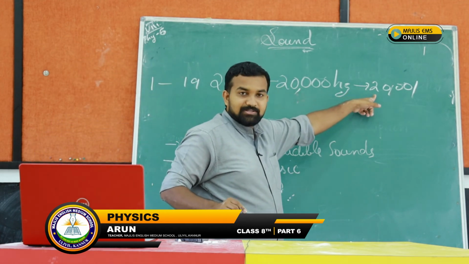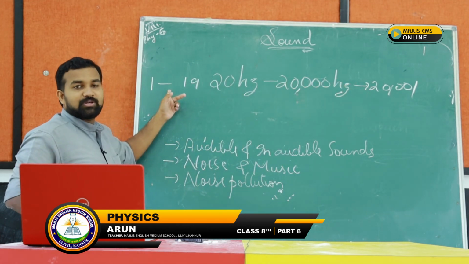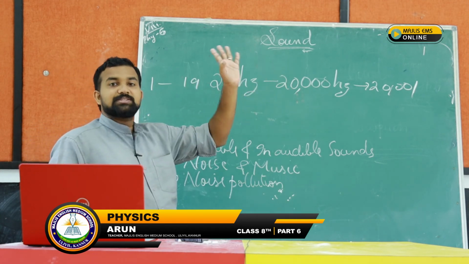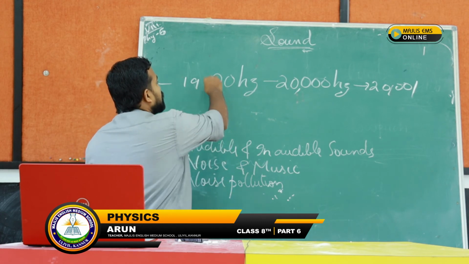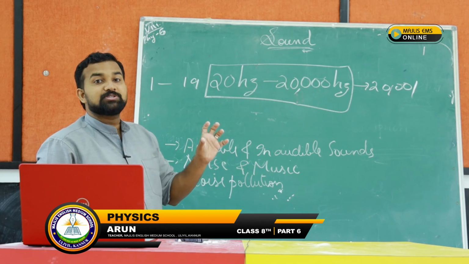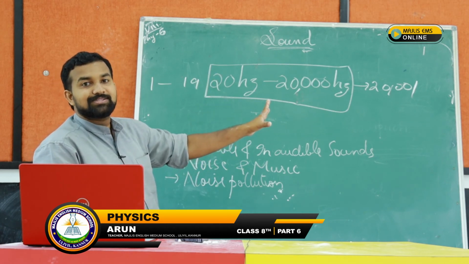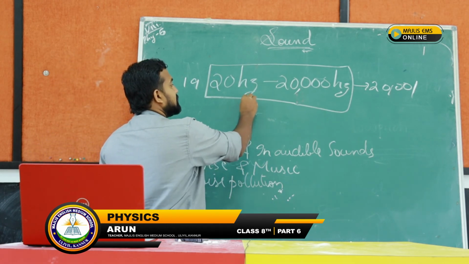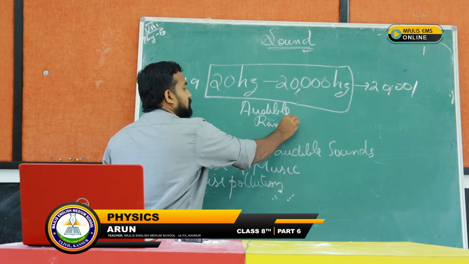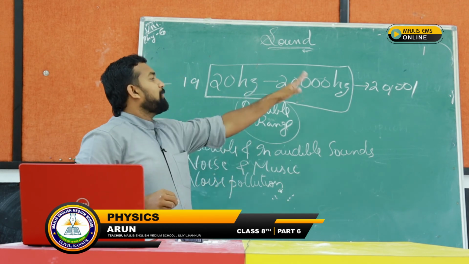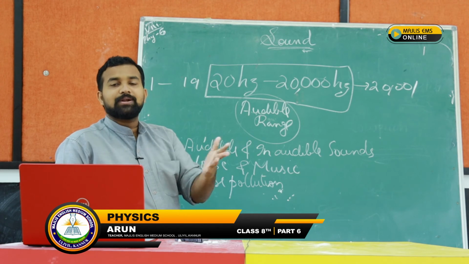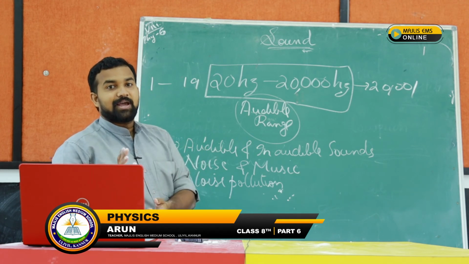Sounds above 20,000 are called ultrasonic sounds. These sounds are called infrasonic sounds. Below 20 hertz it is infrasonic, above 20,000 it is ultrasonic. So the human ear can only recognize the sound which is produced between 20 hertz to 20,000 hertz, and this is the audible range. Okay, so this only we can hear. Above and below this, it is the inaudible range of sound. That means we cannot hear. The human ear cannot recognize these kinds of sounds.